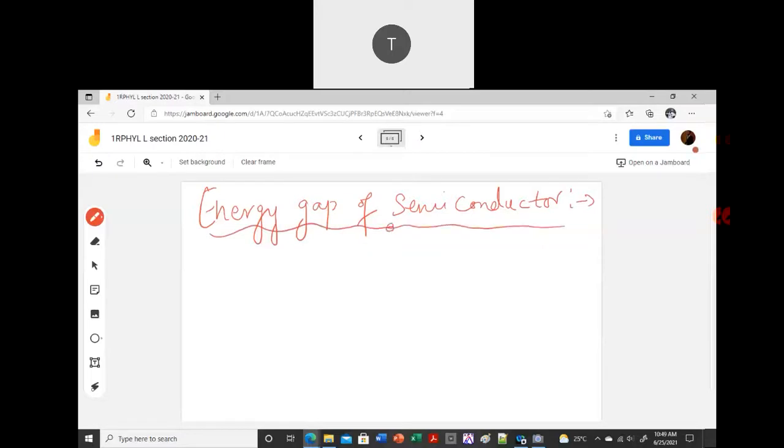This is your experiment. You have to find the energy gap of a semiconductor. Energy gap is nothing but, if you take any semiconductor, whether it is p-type or n-type or intrinsic, you have two bands: one is your valence band and the other is your conduction band. The gap between these two bands is what we call the energy gap.